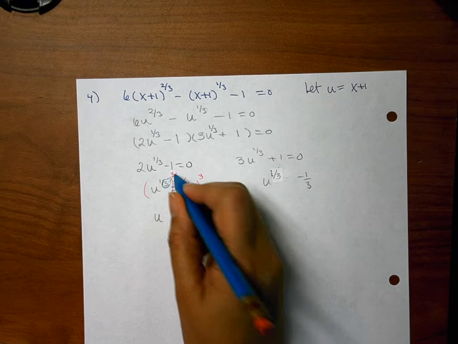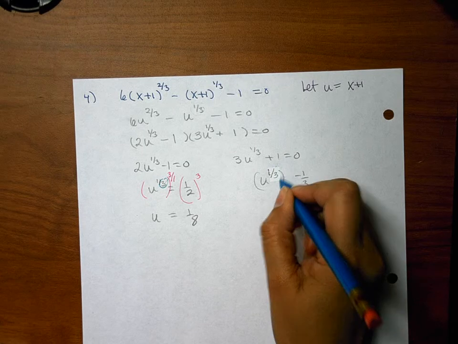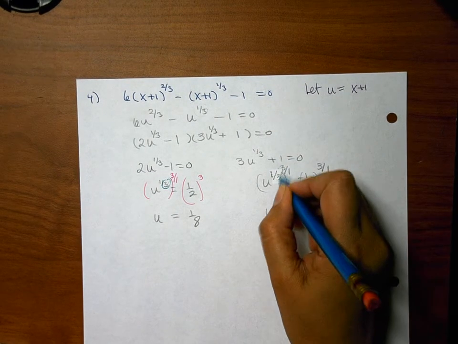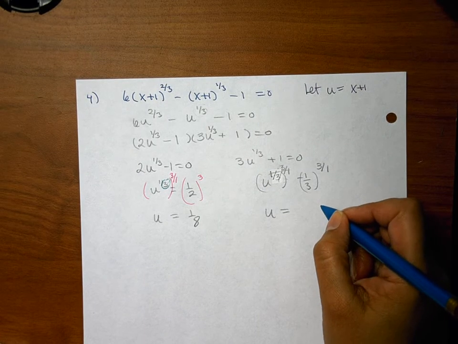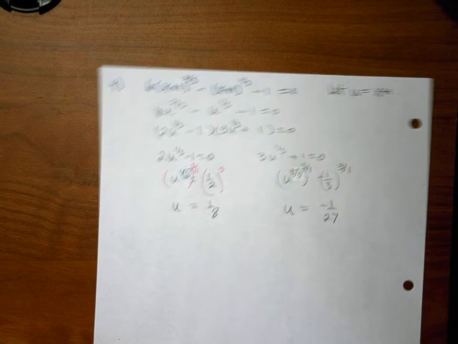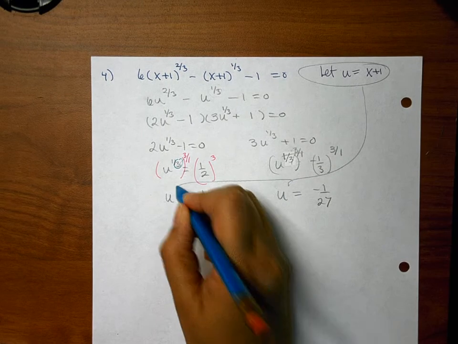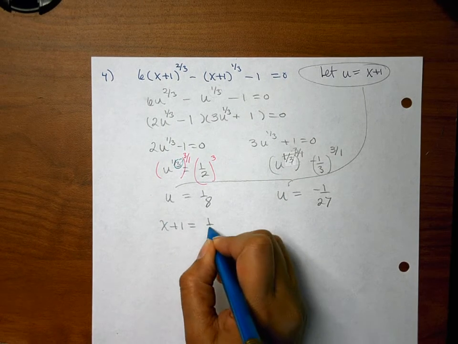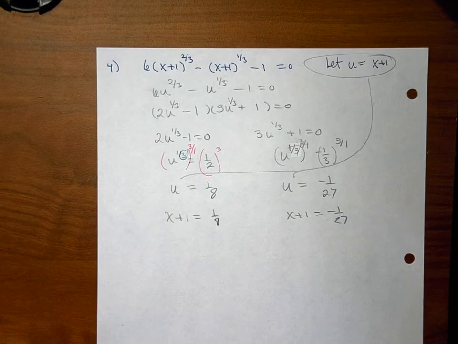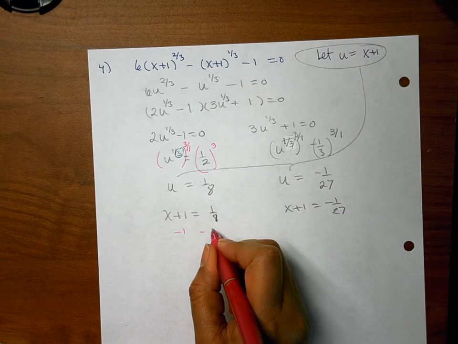Raise both sides to the reciprocal power, 3/1, which is the same as 3. U equals, those undo each other, 1/2 times 1/2 times 1/2 is 1/8. Same thing here, raise both sides to the reciprocal power. Not multiply, raise. Those undo each other. -1/3 times -1/3 times -1/3 is -1/27. And now we have to plug back in. X plus 1 equals 1/8. X plus 1 equals -1/27.